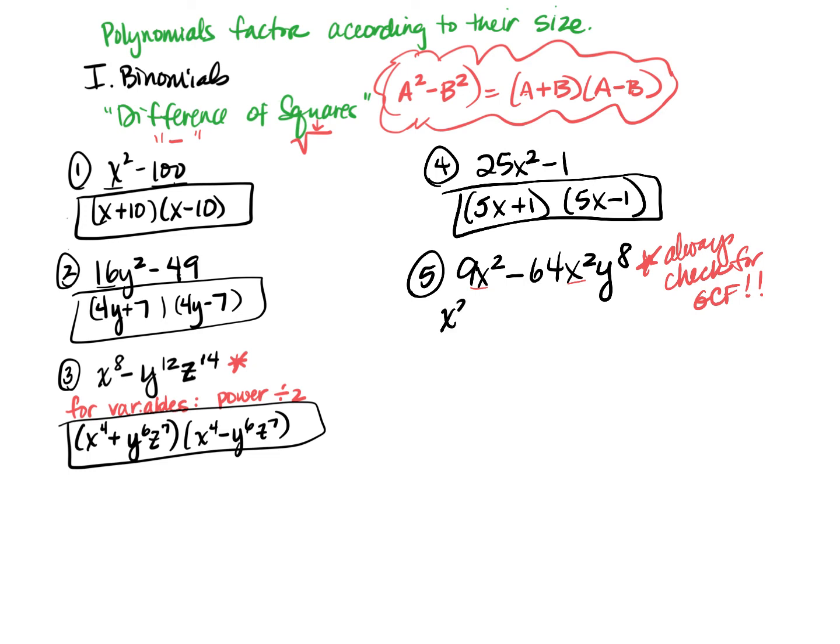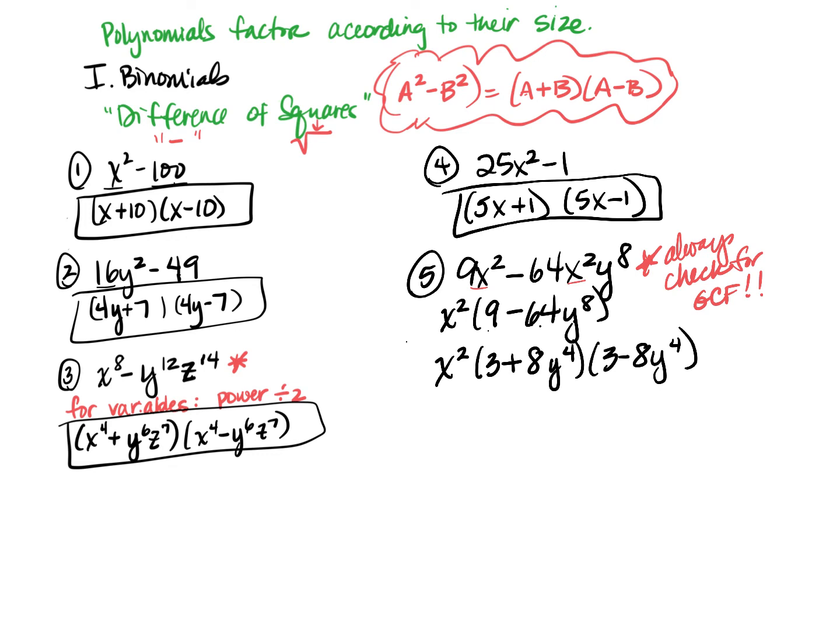So if I factor out x squared, that leaves me with 9 minus 64y to the 8th. Then I can check. I have my difference. 9 is a perfect square, 64 is a perfect square, and y to the 8th is a perfect square. So now I have x squared, and the square root of 9 is 3, plus the square root of 64 is 8. Cut that y to the 8th in half, so it's y to the 4th. And then I have 3 minus y to the 4th. All right, so that's a little different, but it worked out.